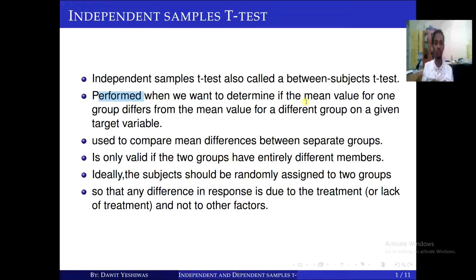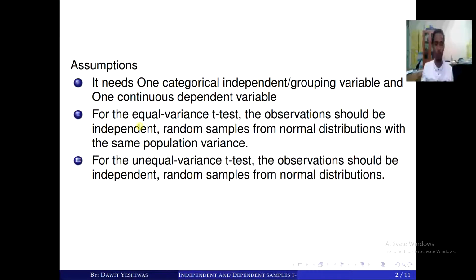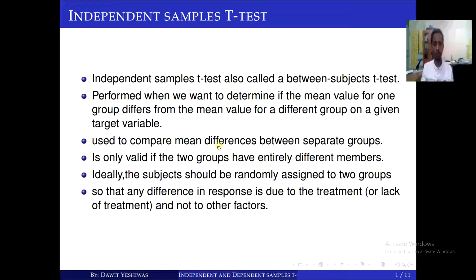or to perform a hypothesis to determine if the average value of that variable is significantly different between group 1 and group 2 or not. So this test will be used to compare mean differences between separate groups. That's why it is independent actually, because the two groups are separate, and it's only valid if the two groups have entirely different members.